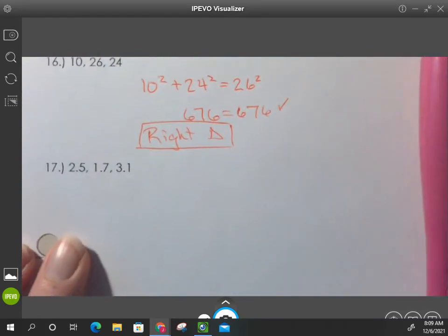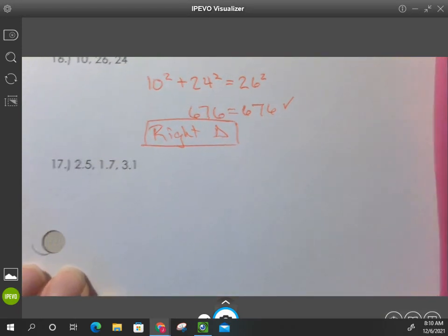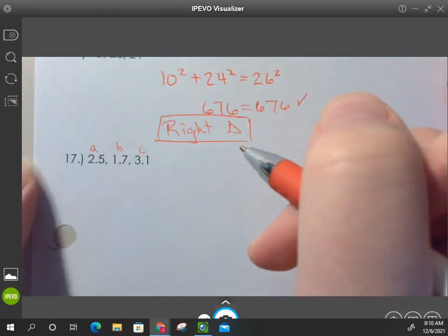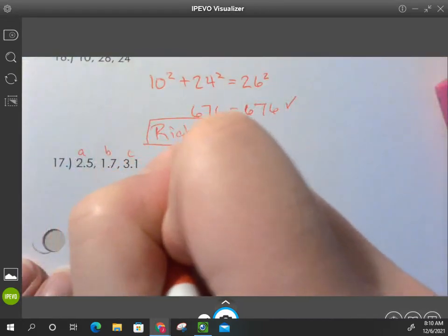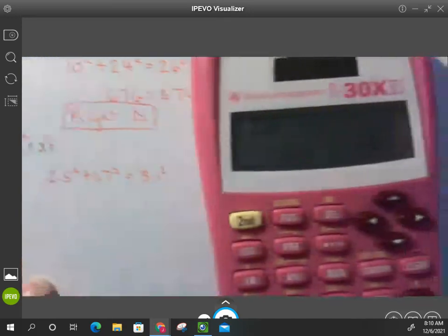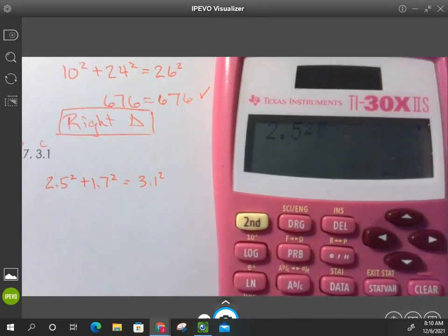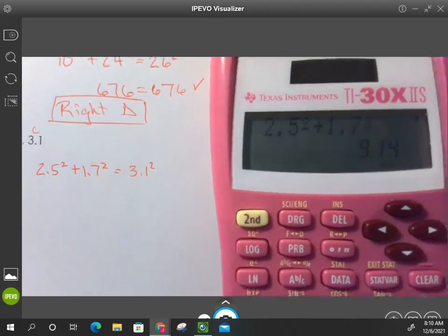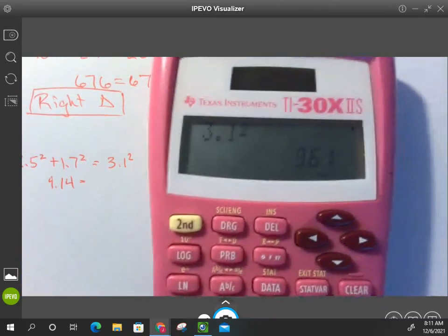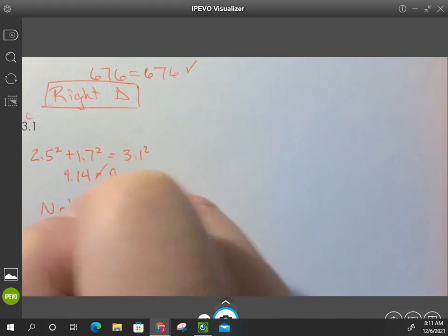All right, go ahead and you do the next one. Label the A, B, and C properly. All right, so I'm going to let the 3.1 be the C squared. So it doesn't matter if A or B is bigger. It matters that C is the biggest. All right, so here I go. 2.5 squared plus 1.7 squared equals 3.1 squared. I'm 100% using a calculator on this one, but 2.5 is the same as taking 25 squared, and we just adjust the decimal. But I'm going to let the calculator do the dirty work, and that gives me 9.14 on the left, and then 3.1 squared, 9.61. Close, but not the same. So my final idea is this is not a right triangle.